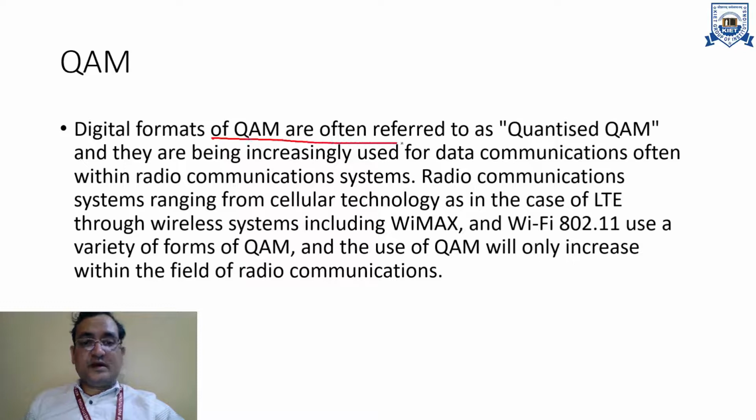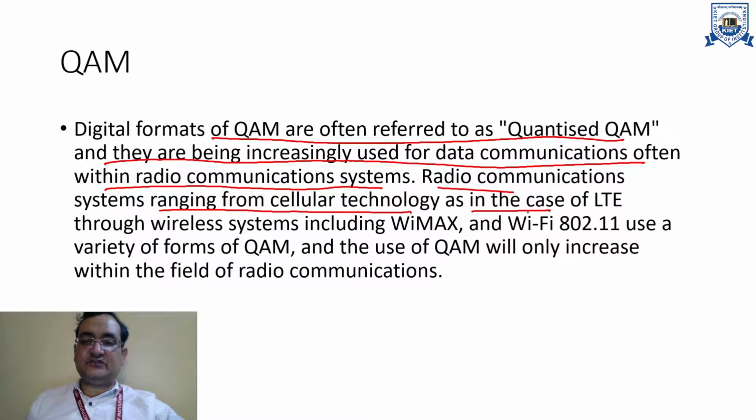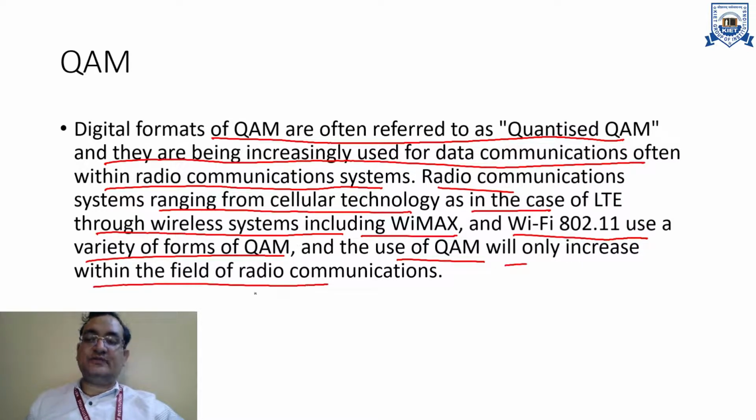Digital formats of QAM are often referred to as quantized QAM, right? They are being increasingly used for data communication, often within radio communication systems, ranging from cellular technology, as in the case of LTE, through wireless systems including WiMAX. Wi-Fi 802.11 uses a variety of forms of QAM, and the use of QAM will only increase within the field of radio communication. So I want to conclude that 4G and 5G, the 4th and 5th generations of communication, already included QAM for different scientific reasons, right?